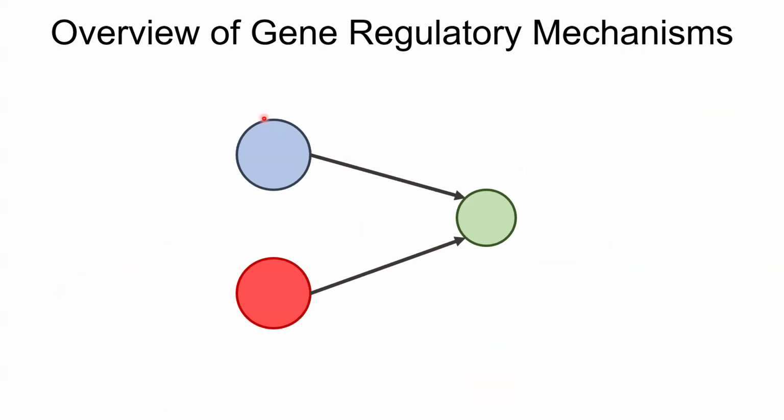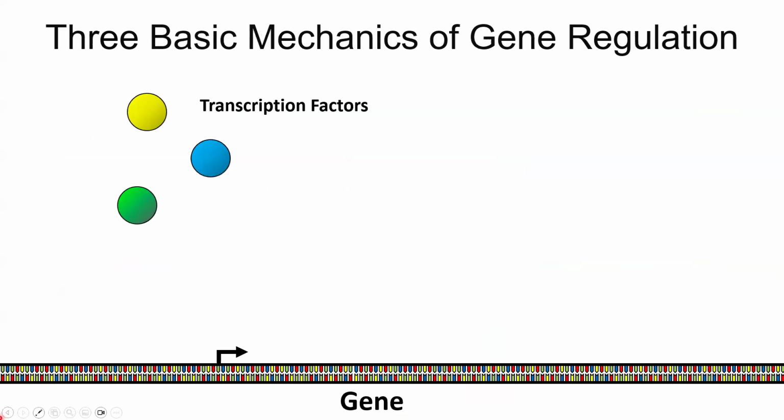We want to take our two transcription factors and say we know that they do something to regulate their downstream target gene and influence its behavior. And we want to map all these connections out. So to get started, I think it's useful to focus on three basic mechanisms of gene regulation.